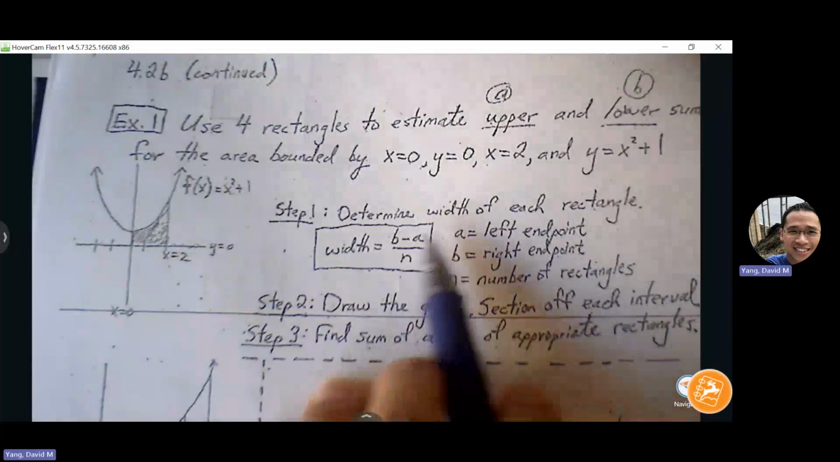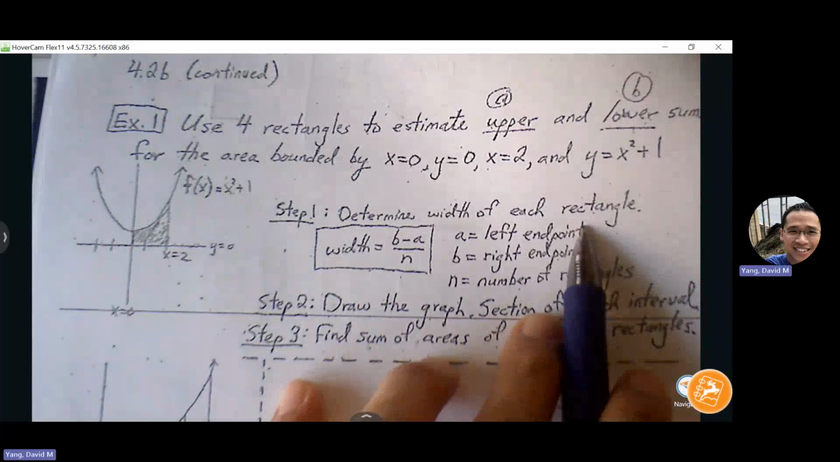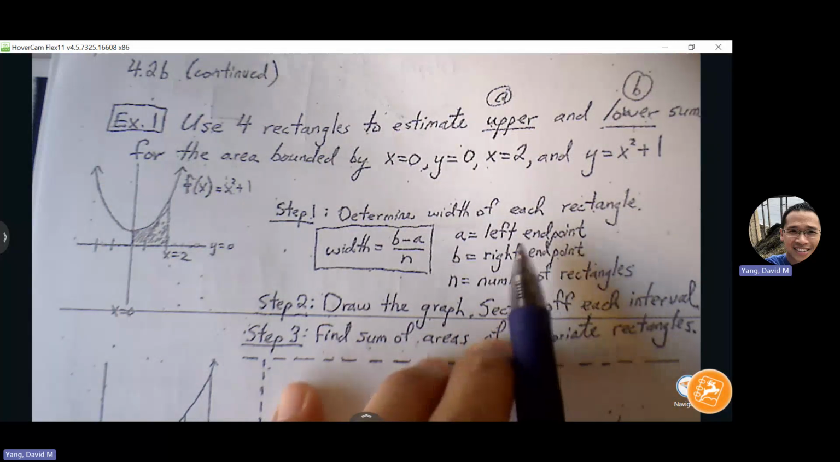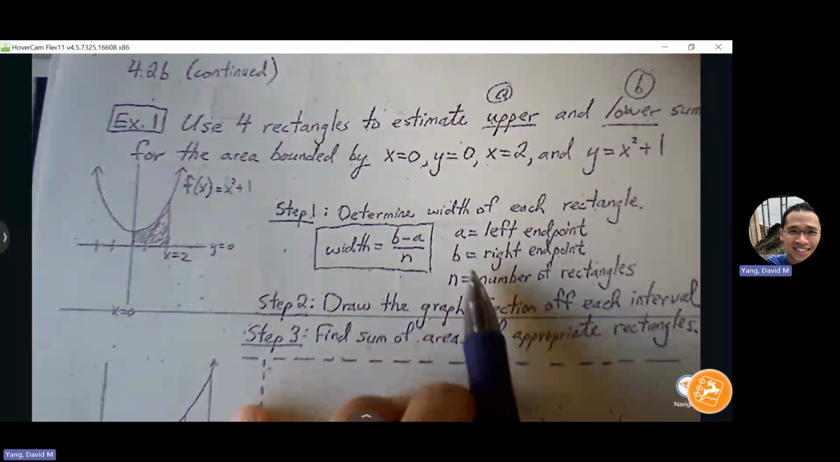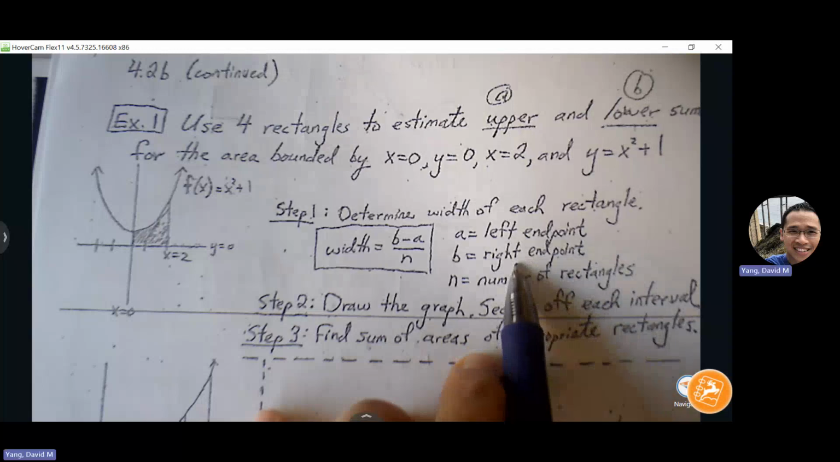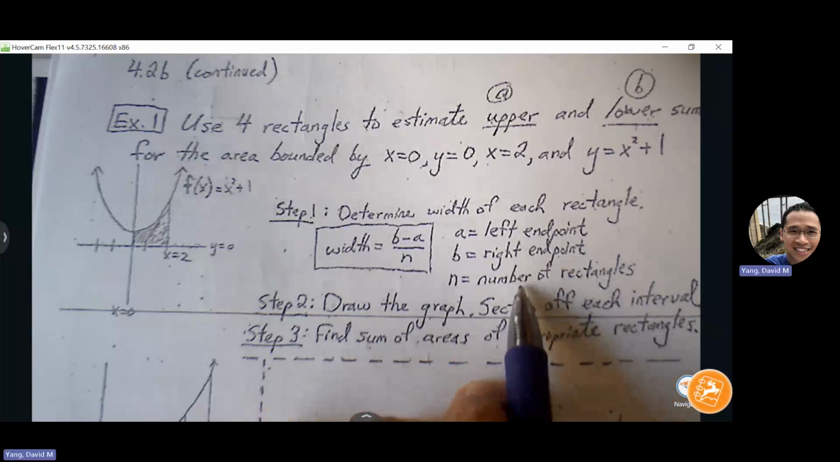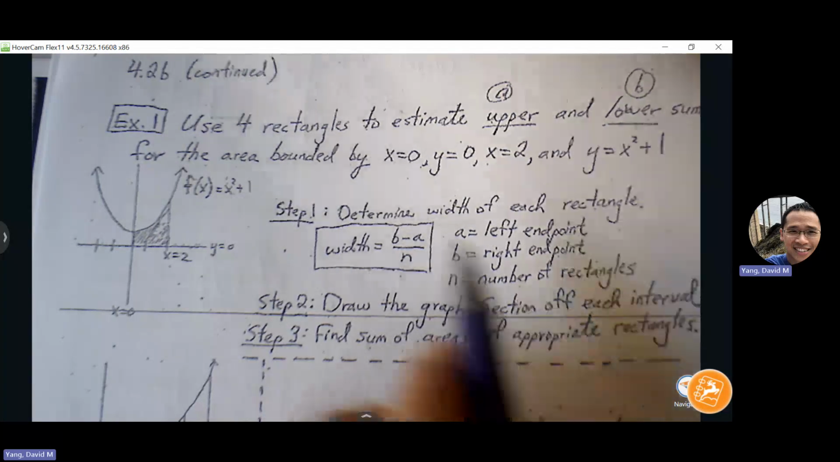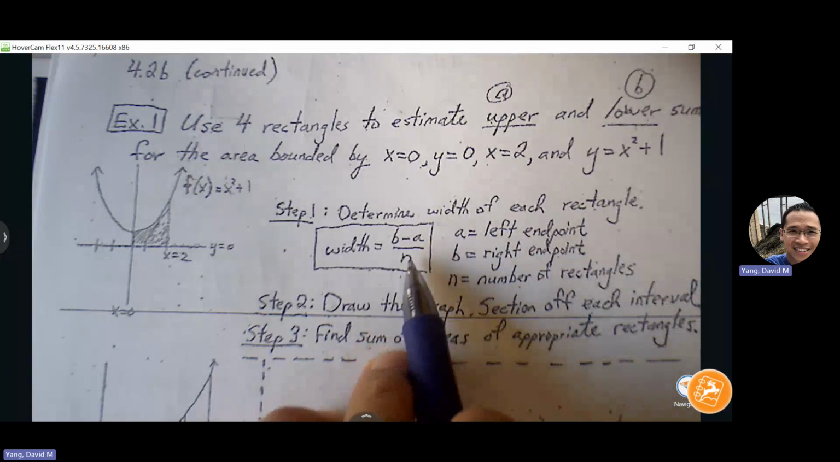Now, the first step is you want to determine the width of each rectangle. We want every rectangle to share the same width. So to do that, we're going to go through this formula. Identify the left endpoint, identify the right endpoint, and also identify the number of rectangles that you want to use, or that they want you to use. And then we go through this formula, b minus a divided by n.